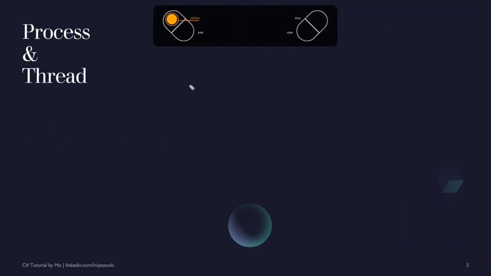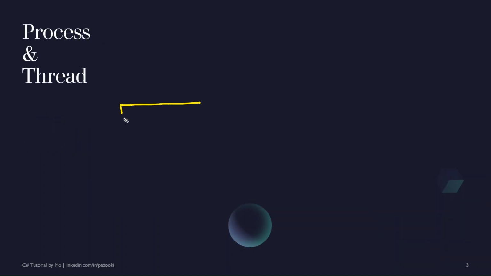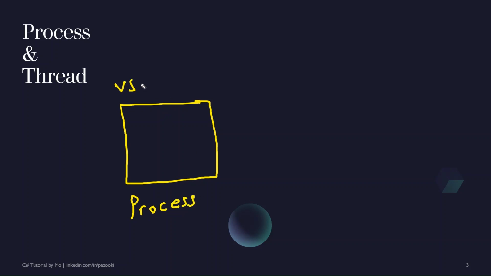Let's begin with the concept of a process. A process is essentially an instance of a program that is currently being executed. Think of it as a container that holds a program's code and its current activity. A process can be any application such as Visual Studio or a web browser. Each process has its own memory space, which ensures that one process does not interfere with another.